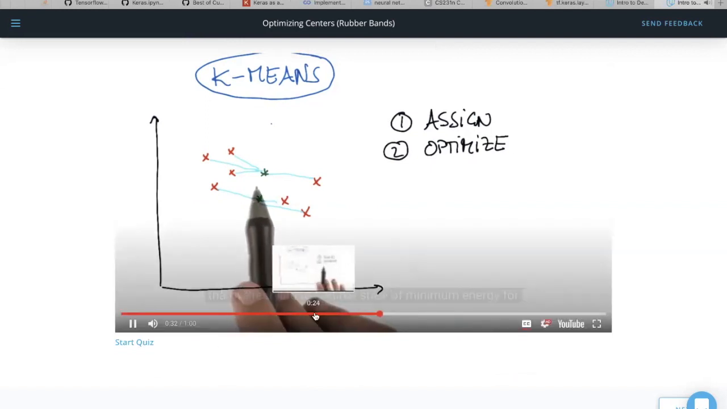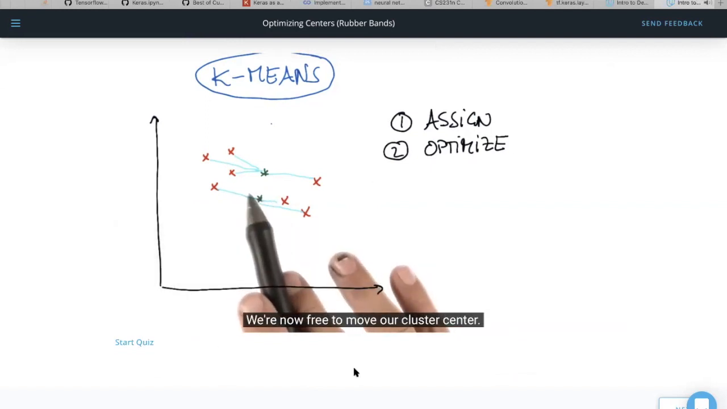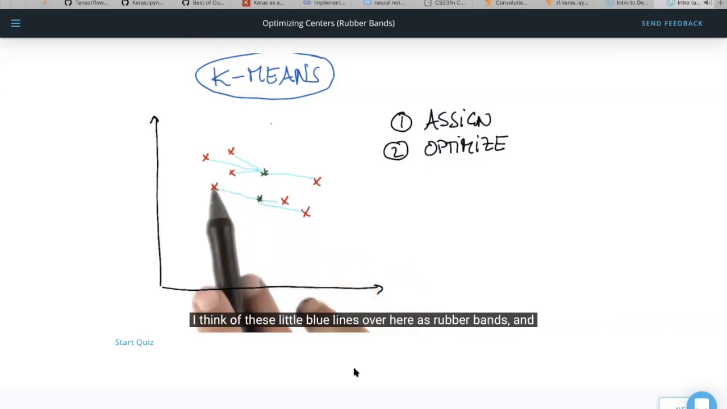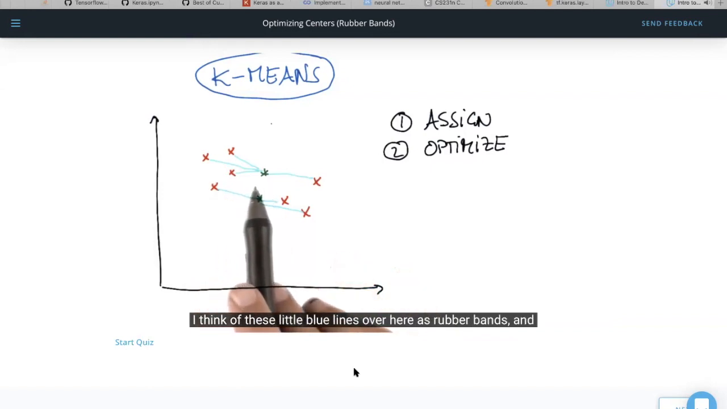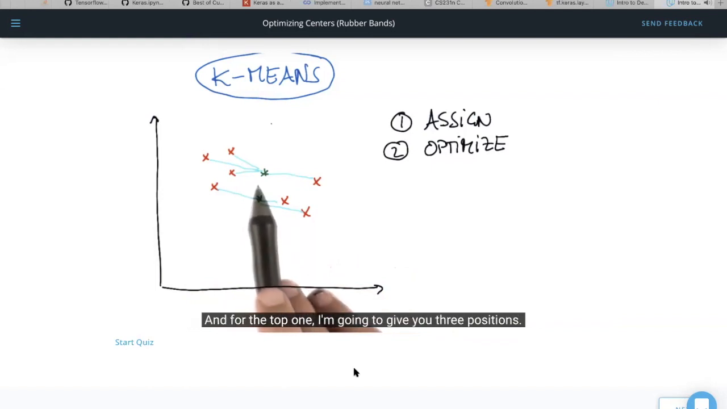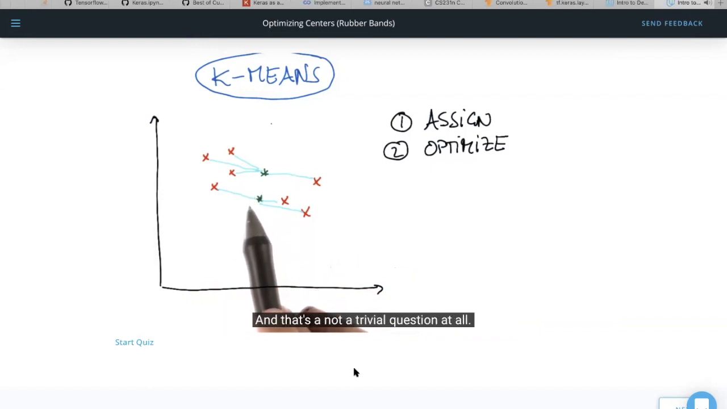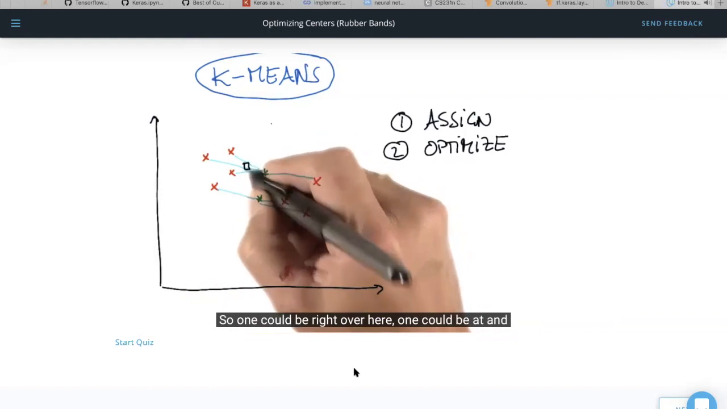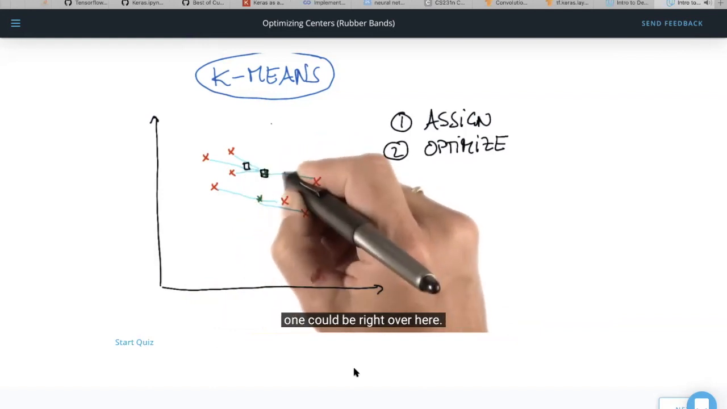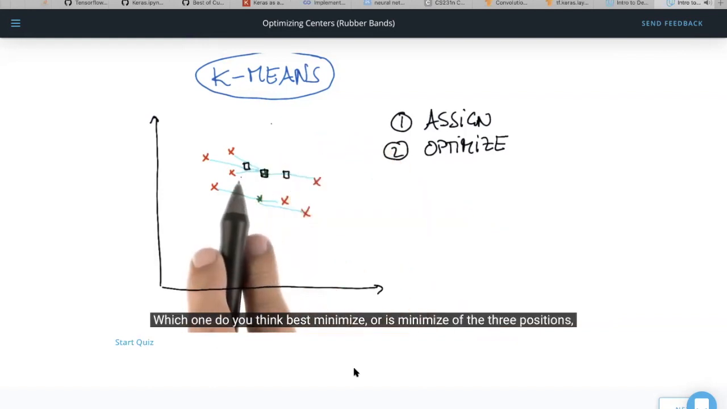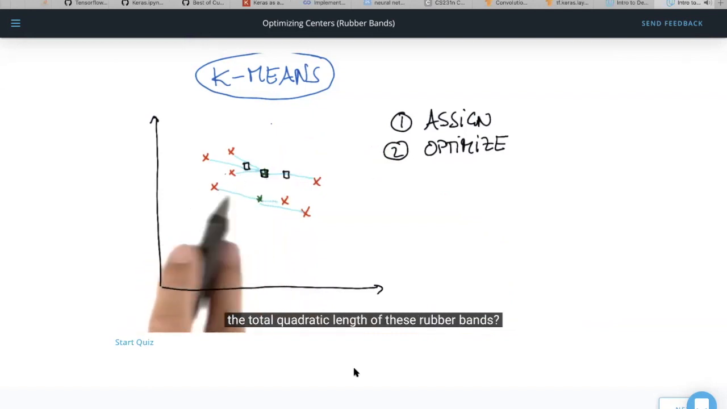We're now free to move our cluster center. And think of these little blue lines over here as rubber bands. Now we're trying to find the state of minimum energy for the rubber bands where the total quadratic error is minimized. And for the top one, I'm going to give you 3 positions. They're all approximate, but pick the one that looks best in terms of minimization. And that's not a trivial question at all. So one could be right over here. One could be it stays where it is, and one could be right over here. Which one do you think best minimizes the total quadratic length of these rubber bands?